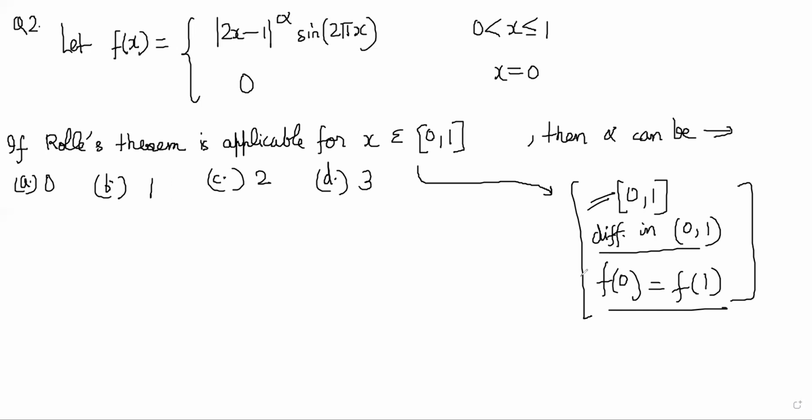Firstly, the easiest thing to confirm is this part. Whenever it is 1, it will be sine 2 pi, so it will be 0. That condition is easily confirmed. Now you have to check these other conditions and make sure that they hold, and for that alpha has to be a particular value. That is what you have to find out.